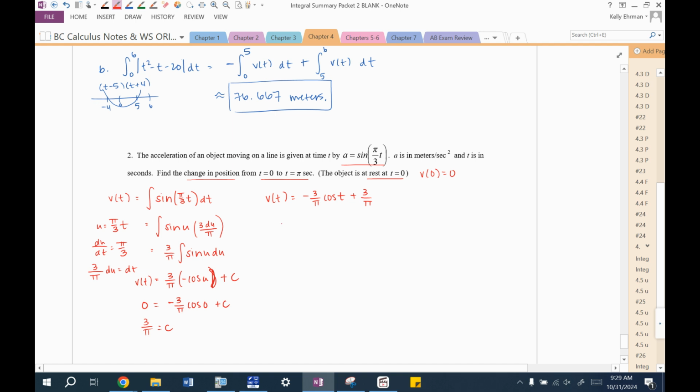Now, find the change in position, which means the integral from 0 to pi of negative 3 over pi cosine of, not t, cosine of, that could be an issue, right? Cosine of pi over 3t, right? Because it was cosine of u, and I need to sub that back in. When I put in 0, that didn't matter, but let me just fix my work there. So that's going to be pi over 3 times 0 plus c. Still get the same c value.